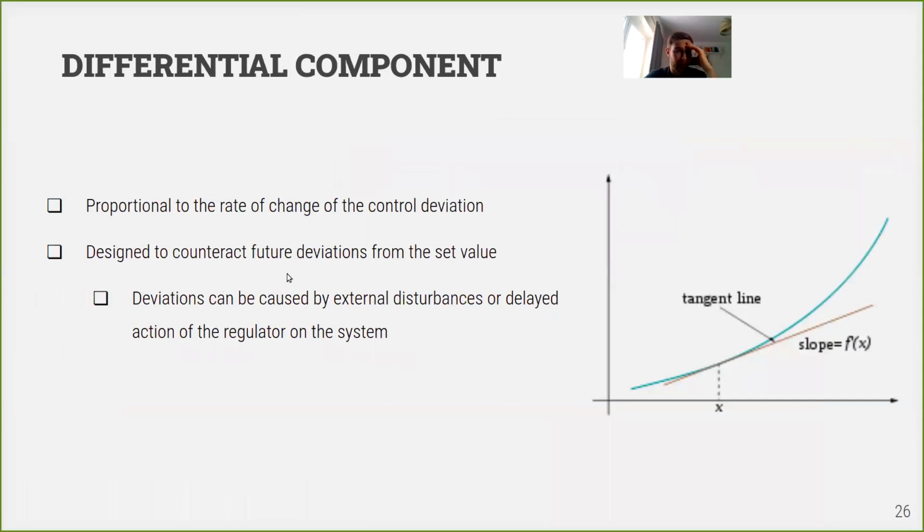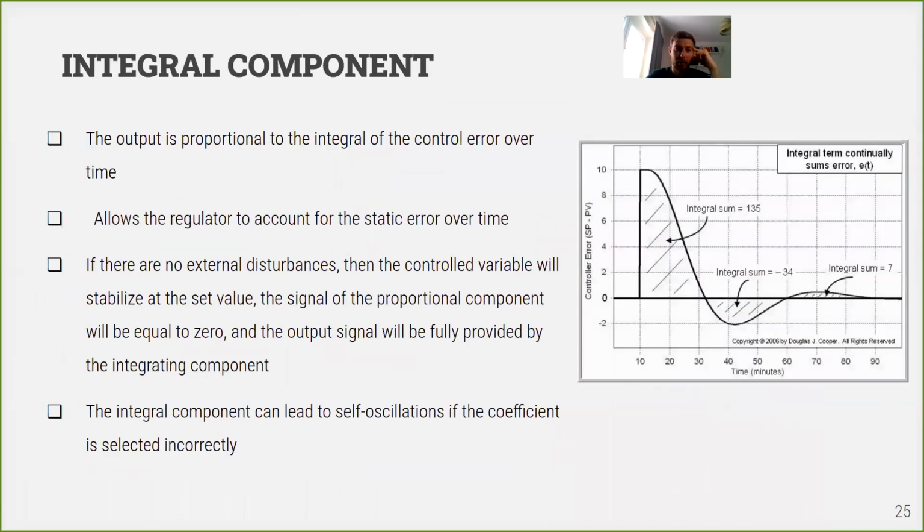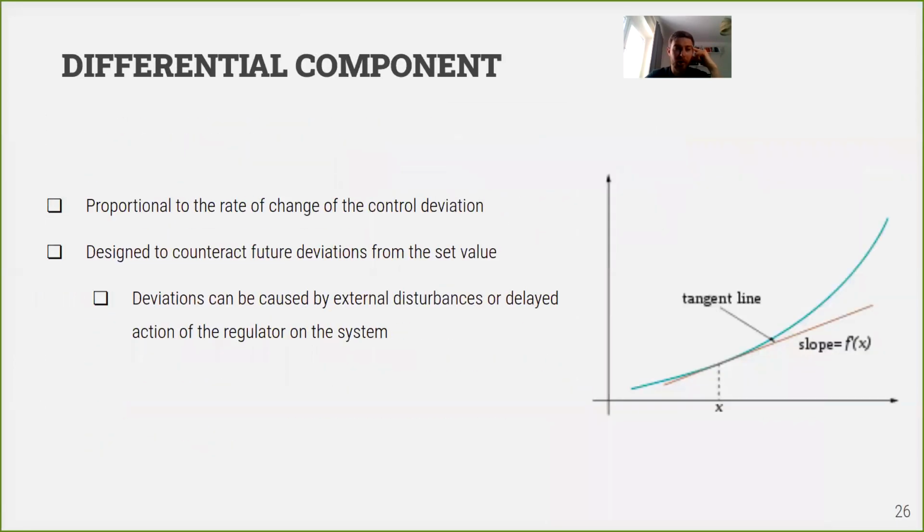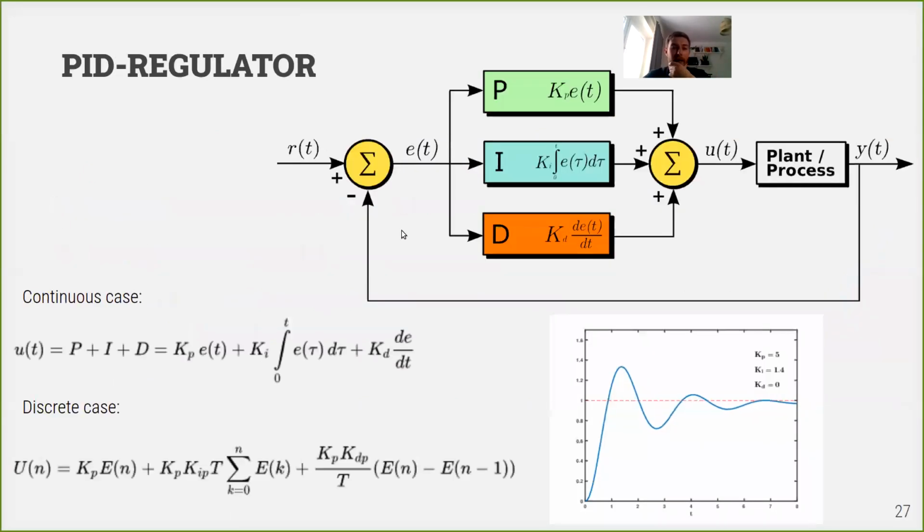Yeah. So it is designed to counteract future deviations from the set value, because by computing the differential or derivative, we can react to the speed of change, not to the change itself. As with the integral or proportional regulator, with the derivative one, we can react to the changes of the signal. So basically, this is how a PID regulator works. We have a sum of these three.